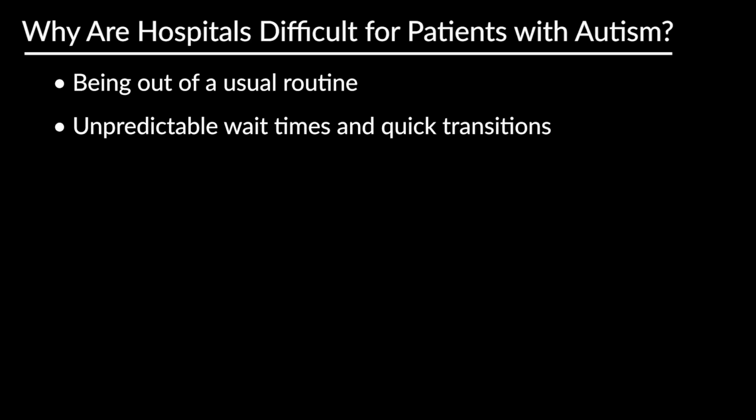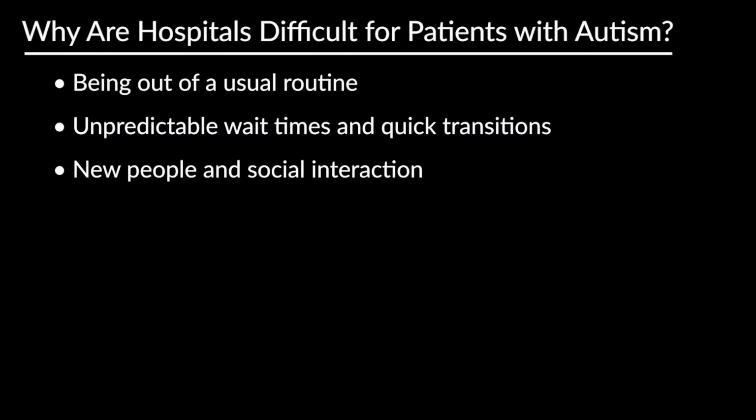Clinic and hospital wait times are often unpredictable, and a quick transition may be needed. Additionally, a child with autism may have come to the hospital emergently and may not have their communication device, sensory tools, or comfort items that would usually be helpful in stressful situations. New people and social interaction. The patient is often expected to interact with a number of different individuals: front desk staff, support staff, nurses, and other clinical staff. As we know, social interactions, especially with new people, can be difficult for patients with autism.